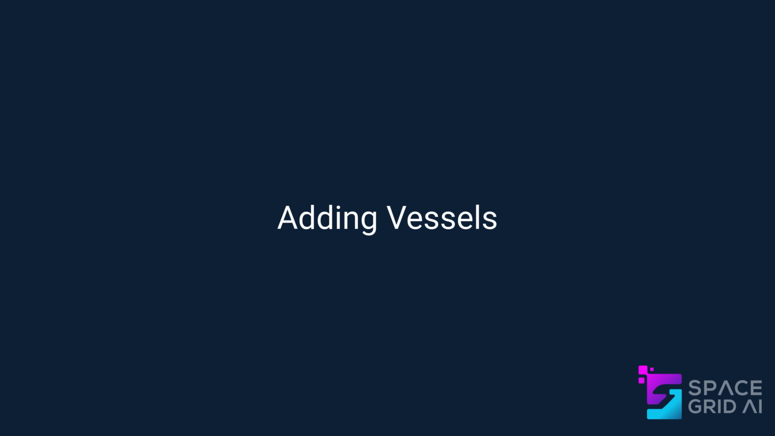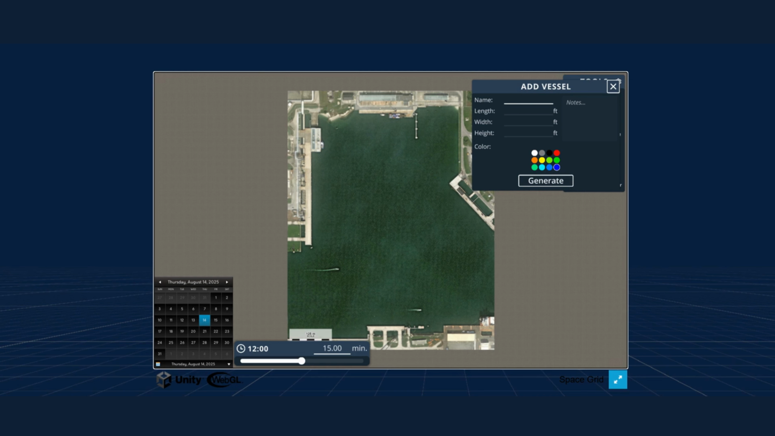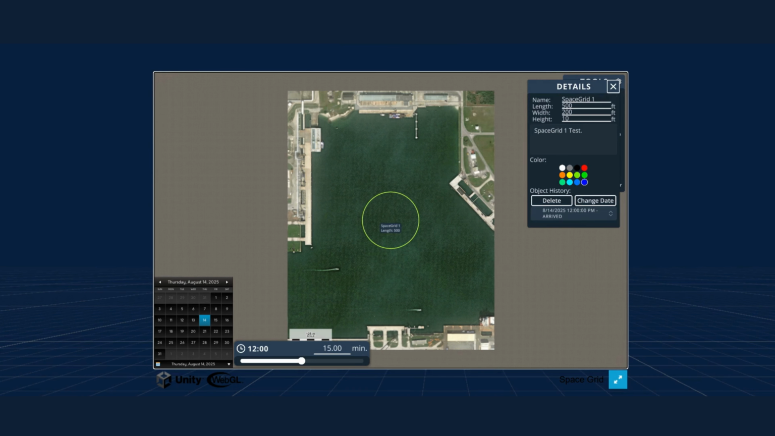All right, let's go ahead and add a vessel. To start with, you're going to click Add Vessel, which will give you the opportunity to name, define the length, define the width and the height of our vessel, as well as select color. For standard, you can select a height of about 10, since we're looking at this in 2D mode. And once you're done with that, you can also add a note. Once you're happy with the features you've added, click Generate, and the item will appear in your digital twin.